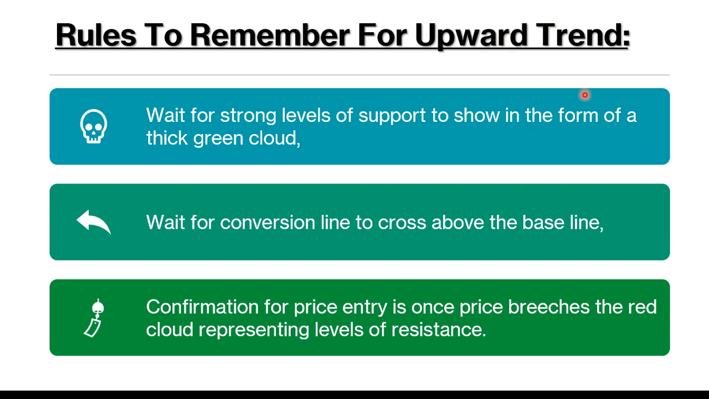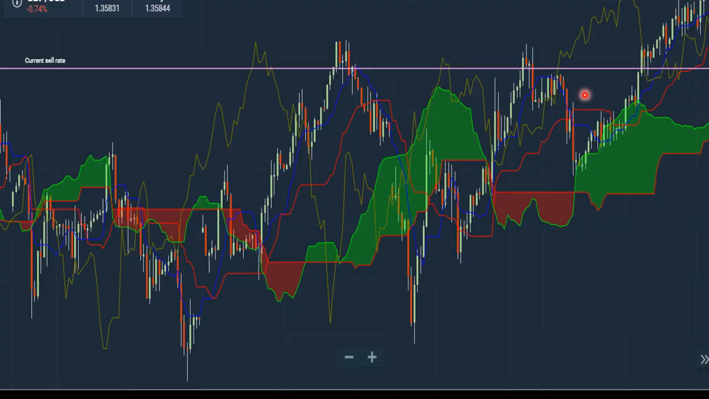Now, the rules to remember for an upward trend: wait for strong levels of support to show in the form of thick green cloud, wait for the conversion line to cross above the baseline. Confirmation for price entry is once the price breaches the red cloud, which represents levels of resistance. For this example here, when it crosses through the support line, what that's showing is that this level of support is now going to become a level of resistance, which means we've got more momentum going up.